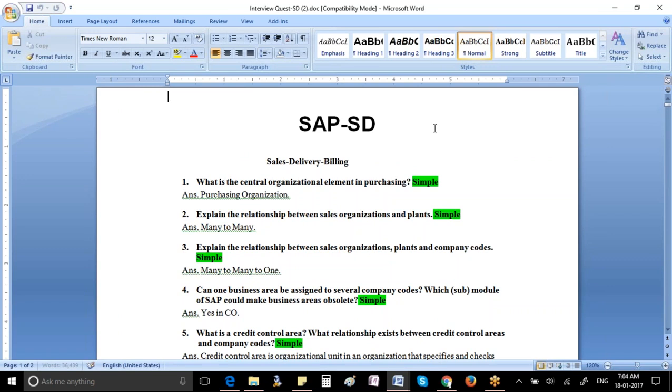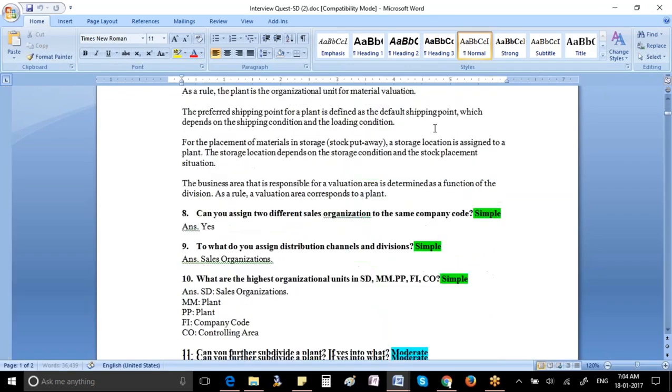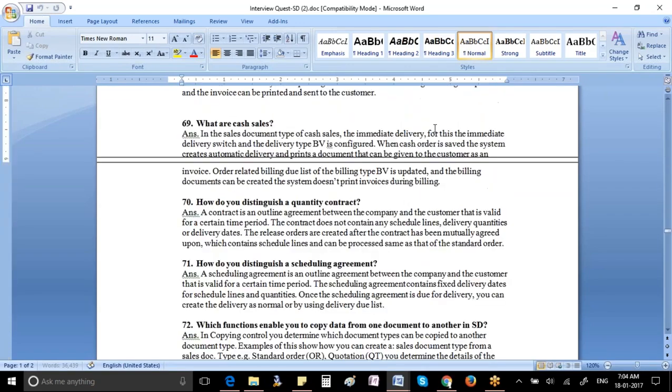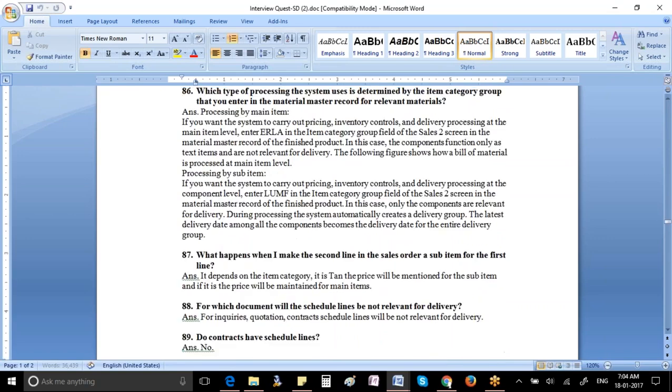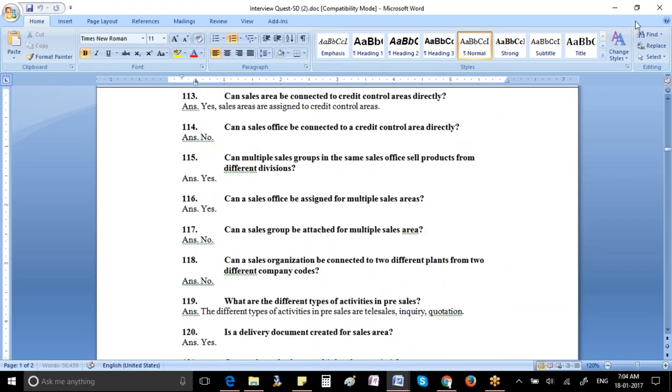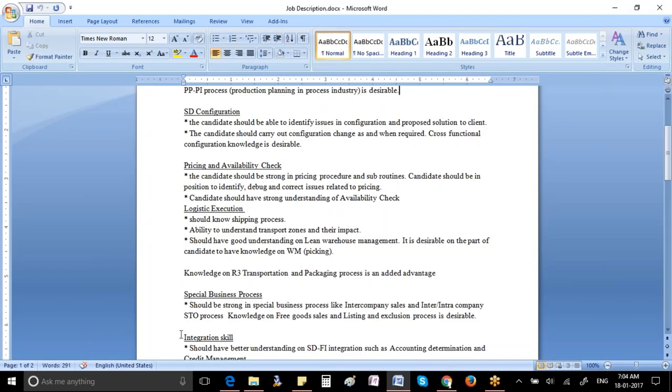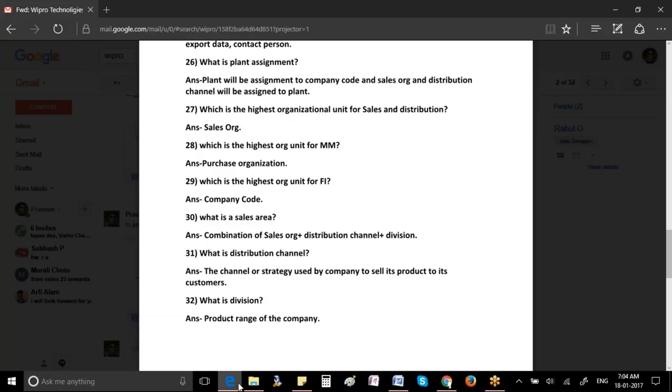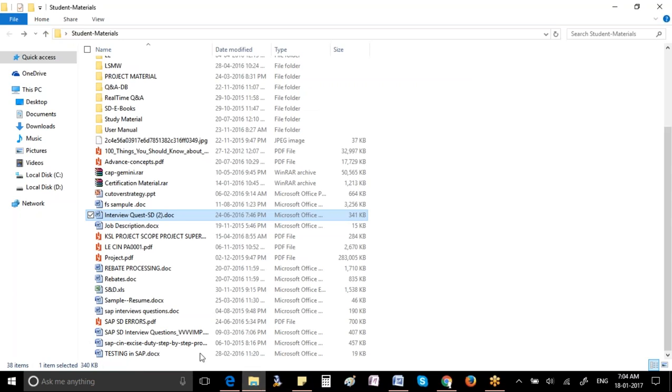So this is one set of documents which has close to 700 questions, a 93-page document. These questions are not just blandly written as questions. If you don't know the concept, you cannot answer them. That's how these questions were prepared. You should have the knowledge; only then can you answer these questions.